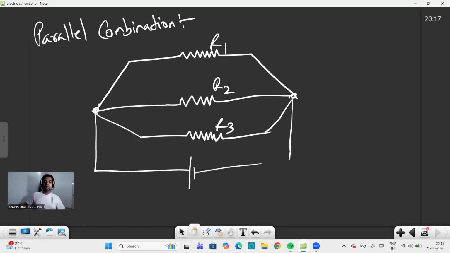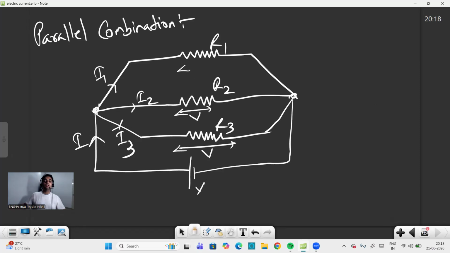And the cell is here. The supply is E, or you can say it is V, for example. Let the current going in be I, and it is divided into I1, I2 and I3. What we find here is a common potential difference across each resistor, because their ends are common. So whenever we check for a parallel combination, we have to check whether their ends are common or not. If their ends are common, they are in parallel combination.